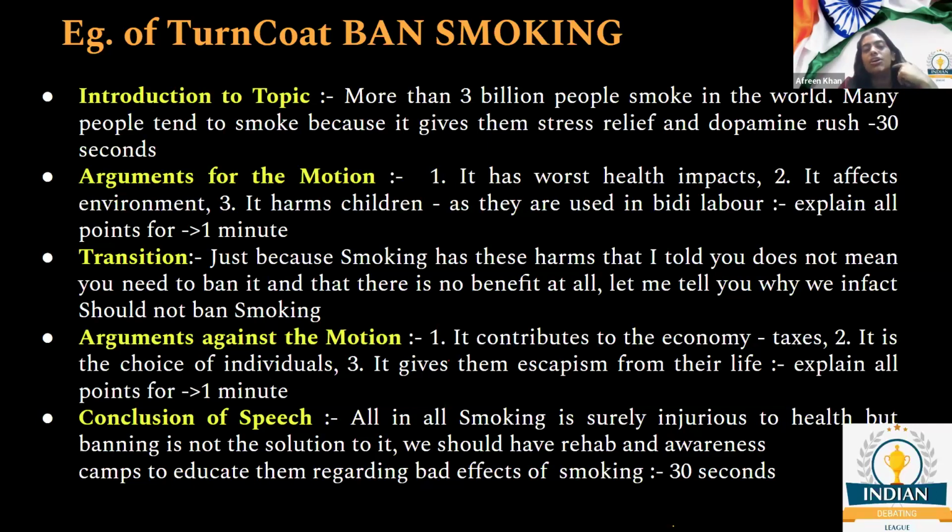Now the transition is here, okay? So I'm going to read it out. It says, just because smoking has these harms that I told you, doesn't mean that you need to ban it and that there is no benefit at all. Let me tell you why, in fact, we should not ban smoking. And then you can go forward with the opponents. You also are scored for the transition. So if it is smooth, if it is crisp, nice and interesting, you're obviously going to be scored more. Then you can elaborate on your arguments against the motion, and then you can conclude.